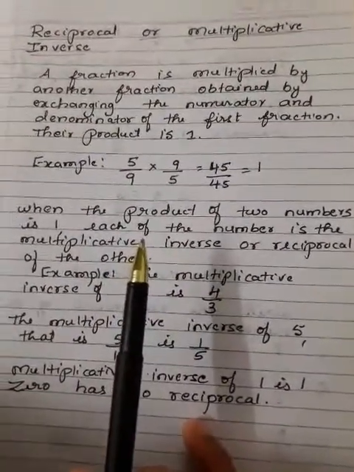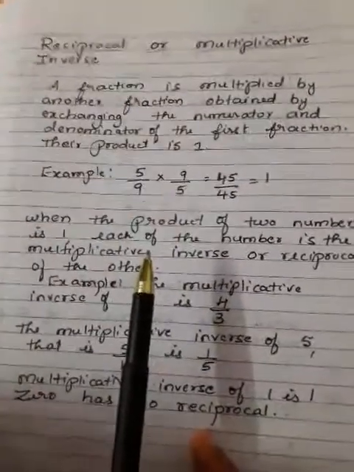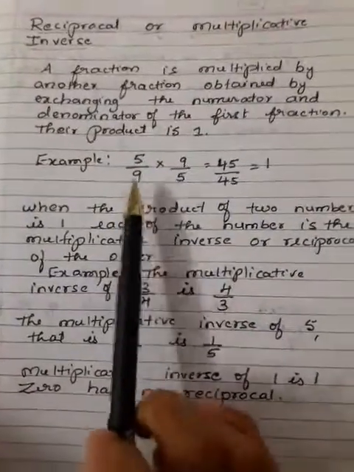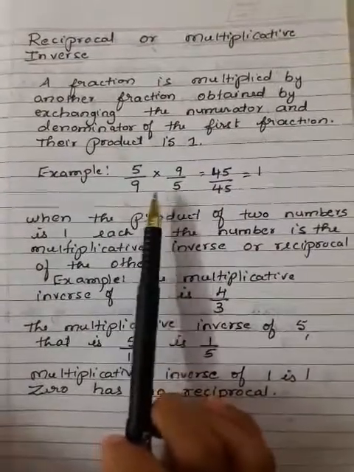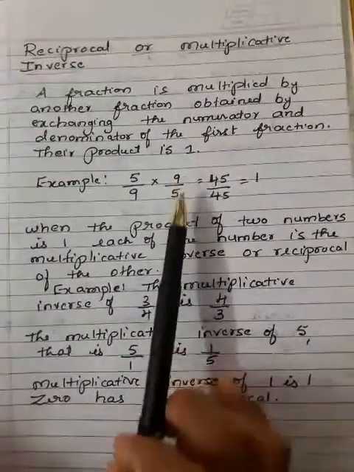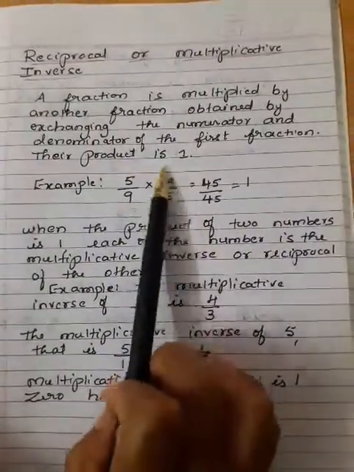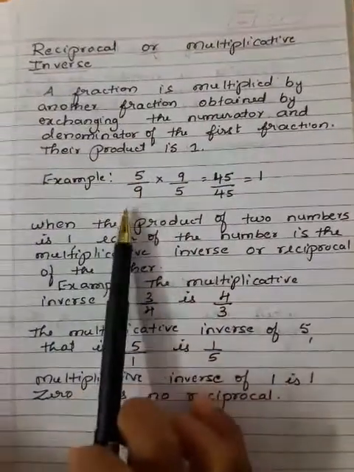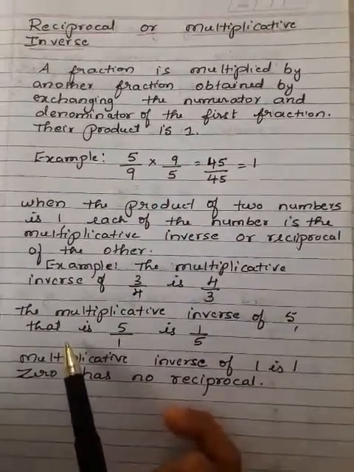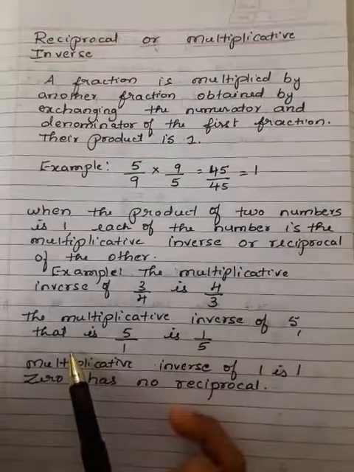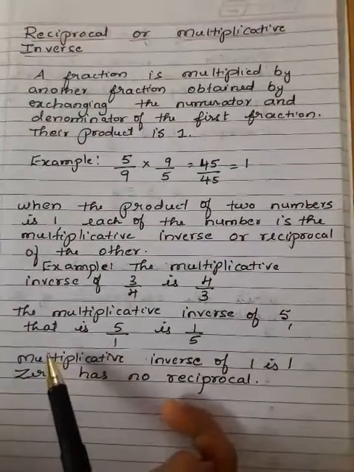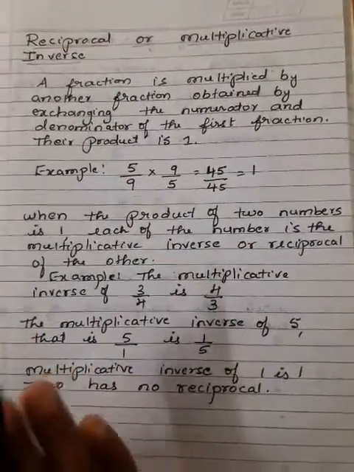So when we multiply the two fractions, their product is 1. So if the product is 1, then we can say that each of the fractions is the multiplicative inverse of the other. Understood? So here 5 upon 9 is the multiplicative inverse of 9 upon 5, correct? So what is the multiplicative inverse of 9 upon 5? 5 upon 9. So that means how to write the multiplicative inverse or reciprocal. It is also called reciprocal of a number or a fraction. So we just have to exchange the numerator and denominator, okay? Only we have to exchange the numerator and denominator.